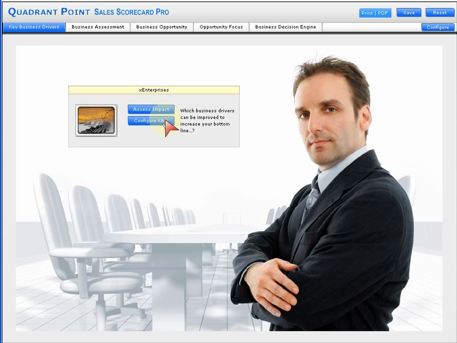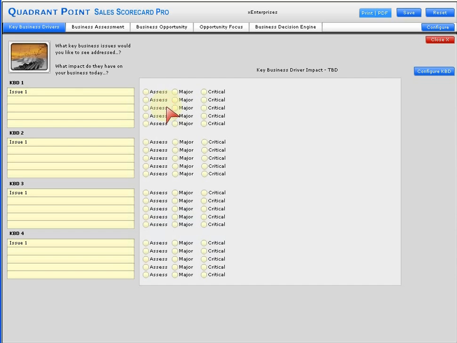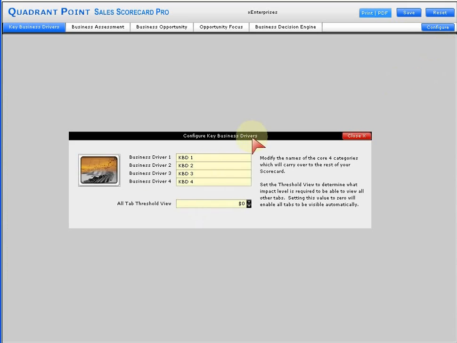KBDs such that you can change the default names, and then ultimately you can look at a quantified graph to see the impact. So as we assess the impact, again, if we want to configure these KBDs, let's say KBD 1 and 2 are going to be strategy and skills instead. You can do that. The alternate tab threshold view sets the boundary for when these other tabs show. So if you want to look at the total impact being above a certain threshold before you start to uncover these deeper dive discussions, you can set that here.